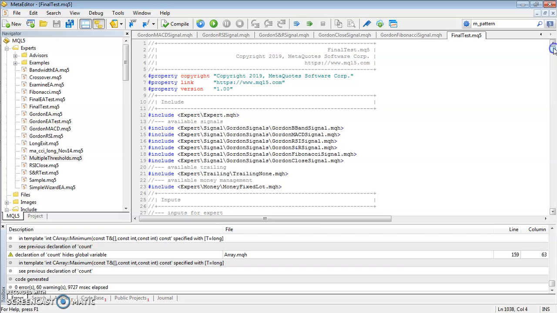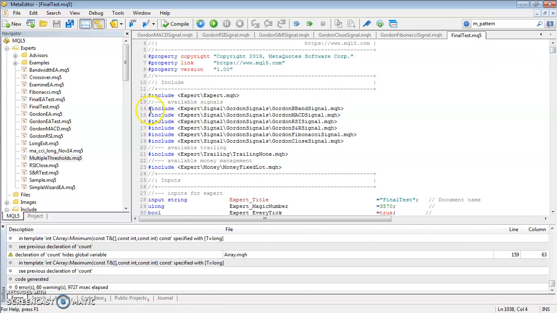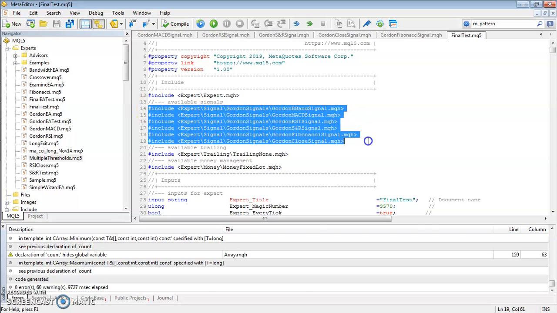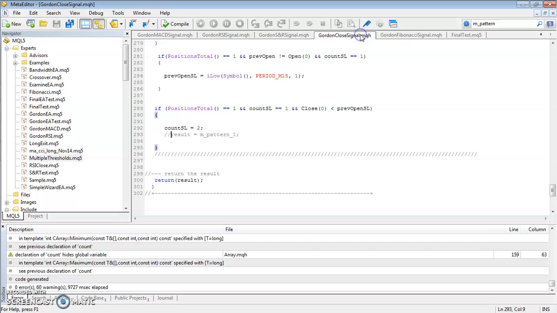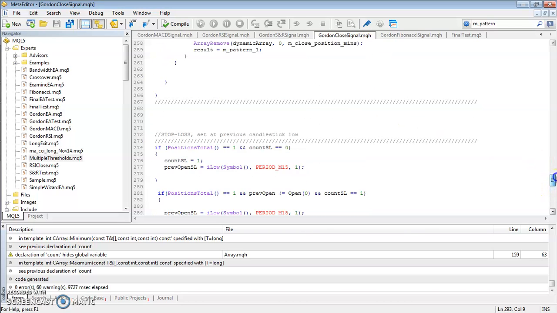So this is the Expert Advisor, created from the MQL5 wizard. Here we have the trading modules that we've included in the Expert Advisor. For example, this is the closing trading module that we've created, which is right here. This is the code for it.